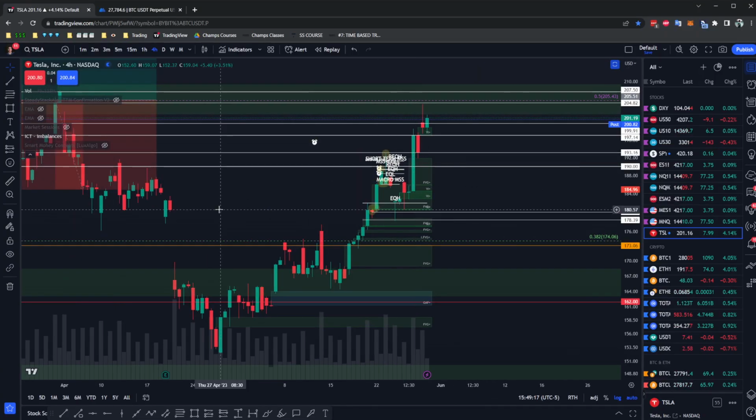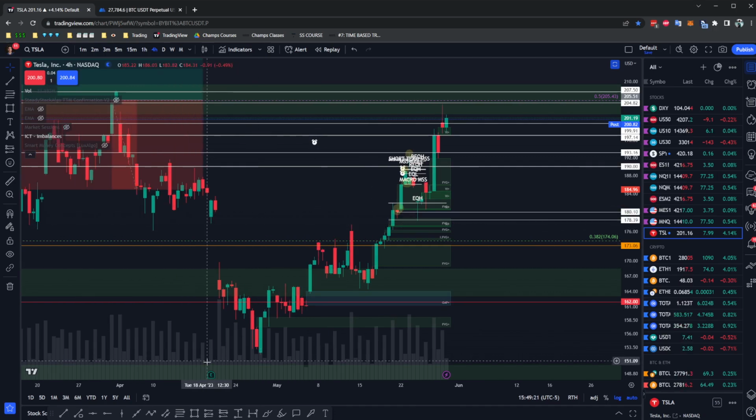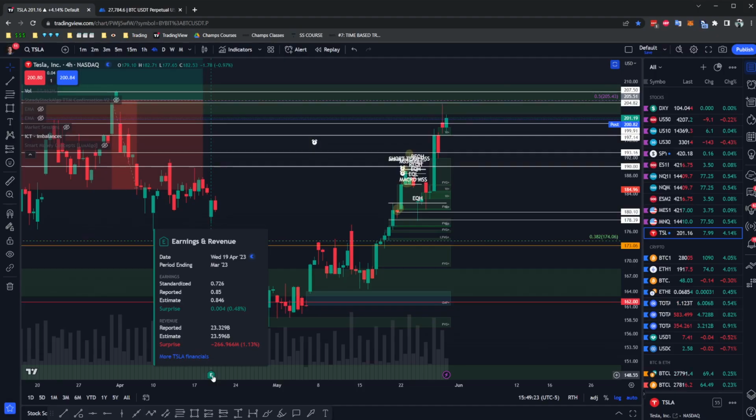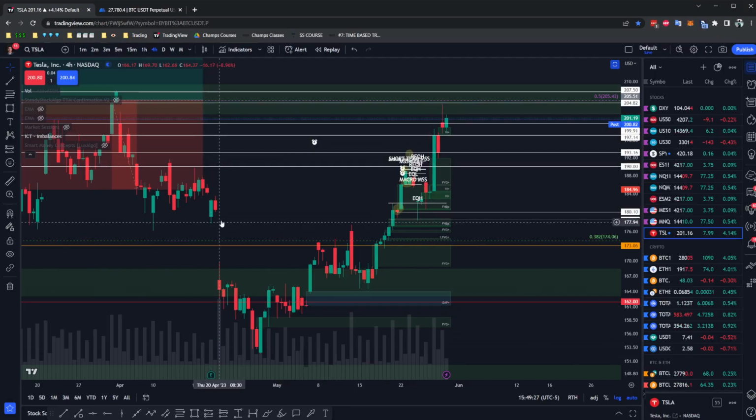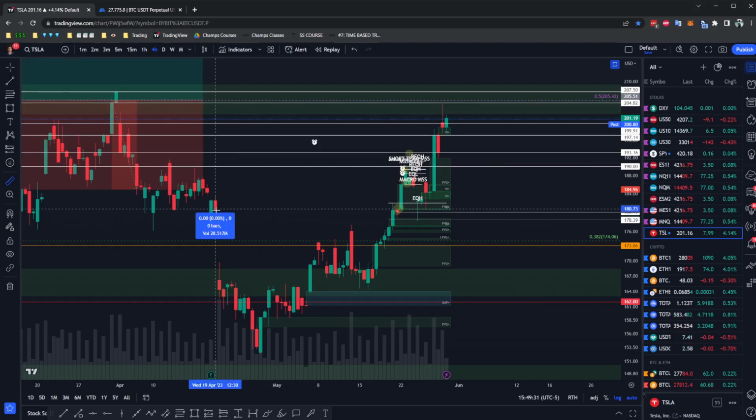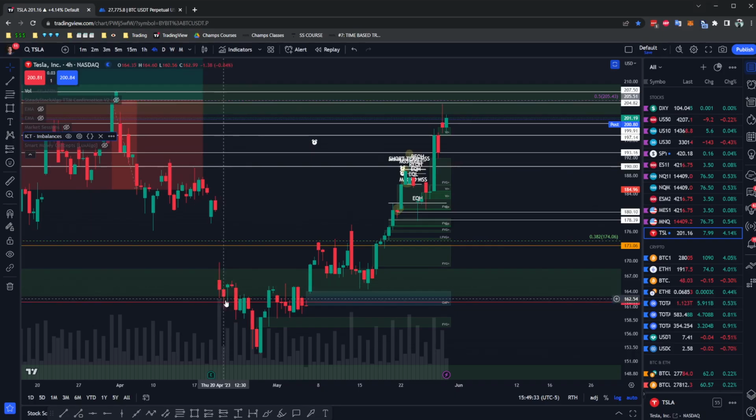For example, over here, right? Tesla, huge gap right here. Whenever you see earnings, usually that's what happens, right? That was earnings right here. It came in below expected, right? And boom, that's why we dropped. We made a gap. What did we do? Eventually, we ended up filling it, right? Huge gap. We went down, and then we filled it.